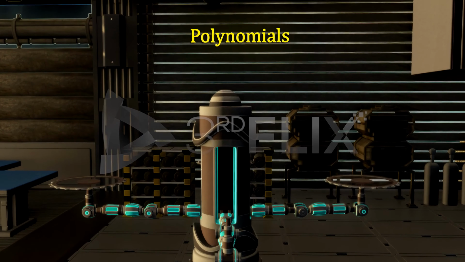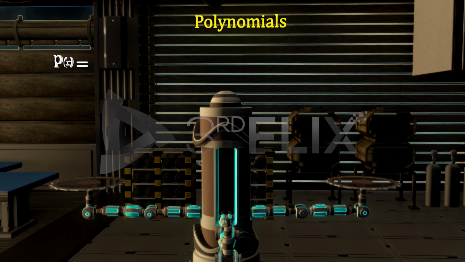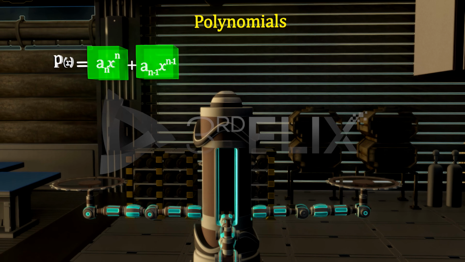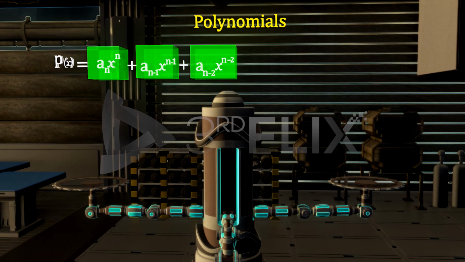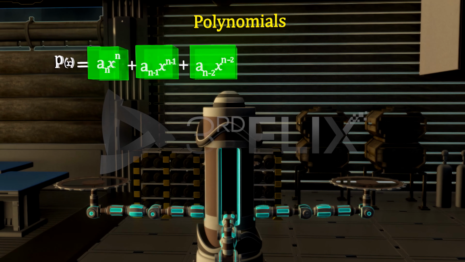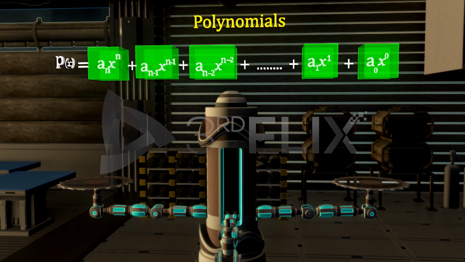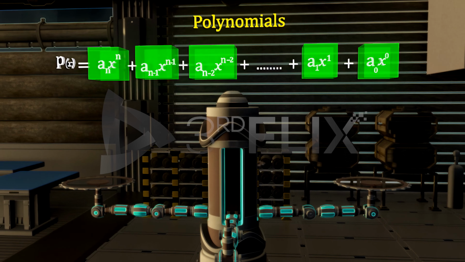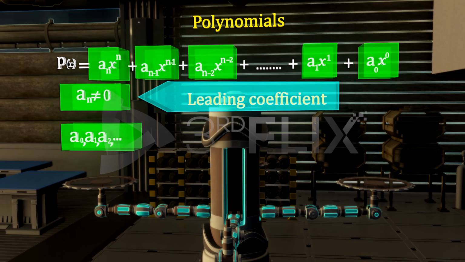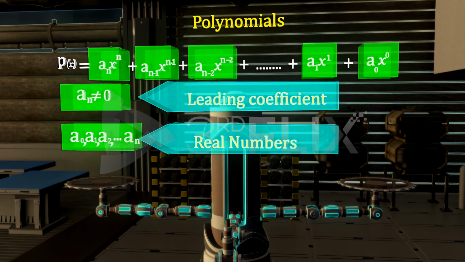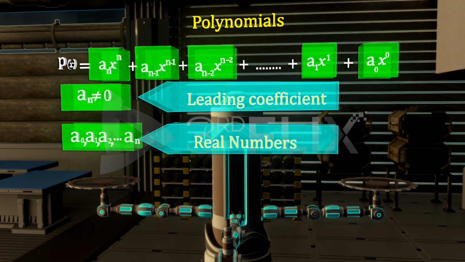Polynomials. An algebraic expression of the form p of x equals a_n x^n plus a_(n-1) x^(n-1) plus a_(n-2) x^(n-2) and so on, plus a_1 x^1 plus a_0 x^0, where a_n is not equal to 0, and a_0, a_1, a_2 and so on to a_n are real numbers, and each power of x is a non-negative integer, is called a polynomial.